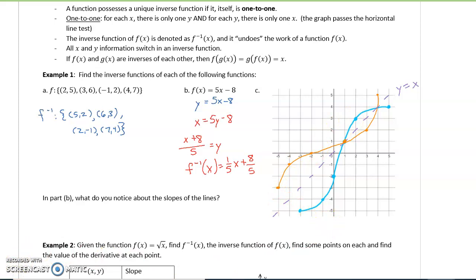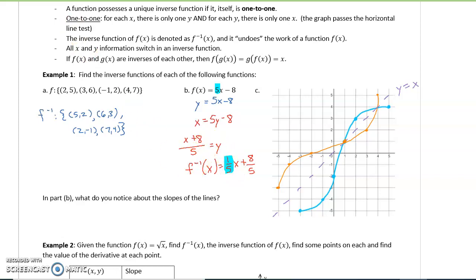So I'd like to call attention to the slope here. Since we're talking about calculus, we're probably going to be talking about derivatives. If we look at the slope of the equation given in part B here, we all know that that slope is 1/5, right? Oop, I'm jumping ahead. It's 5. The slope of its inverse is 1/5.